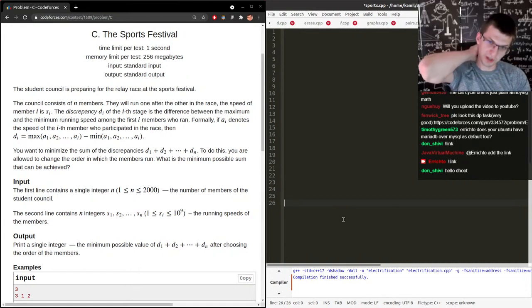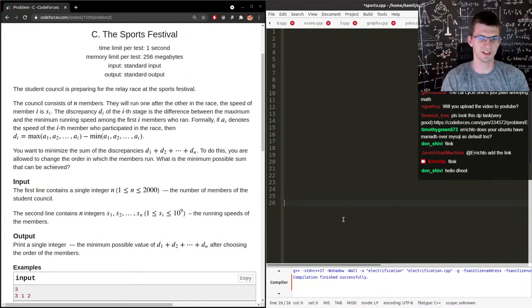I don't watch matches right now, football matches, but at least we have a second problem of the day about football or sports. Let's say we have 30, 10, and 20. If we do them in this order, this is very bad, because for every prefix other than the prefix of length 1, the difference between maximum and minimum is very big, and we don't like that.